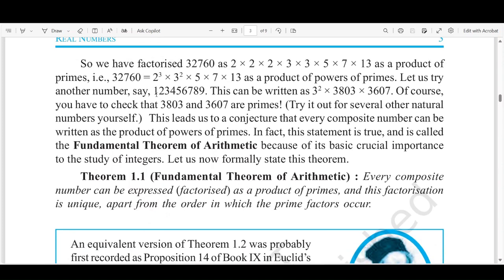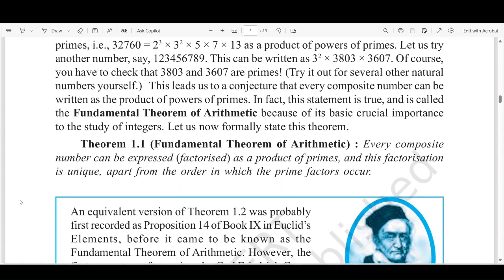And they have even considered one more example, 123456789. When we try to factorize it, finally we are resulted with the product 3 square into 3803 into 3607, where 3803, 3607 and 3 are all prime numbers. For verifying whether a number is prime or not, we have different techniques. If time permits, I'll explain that in another video.